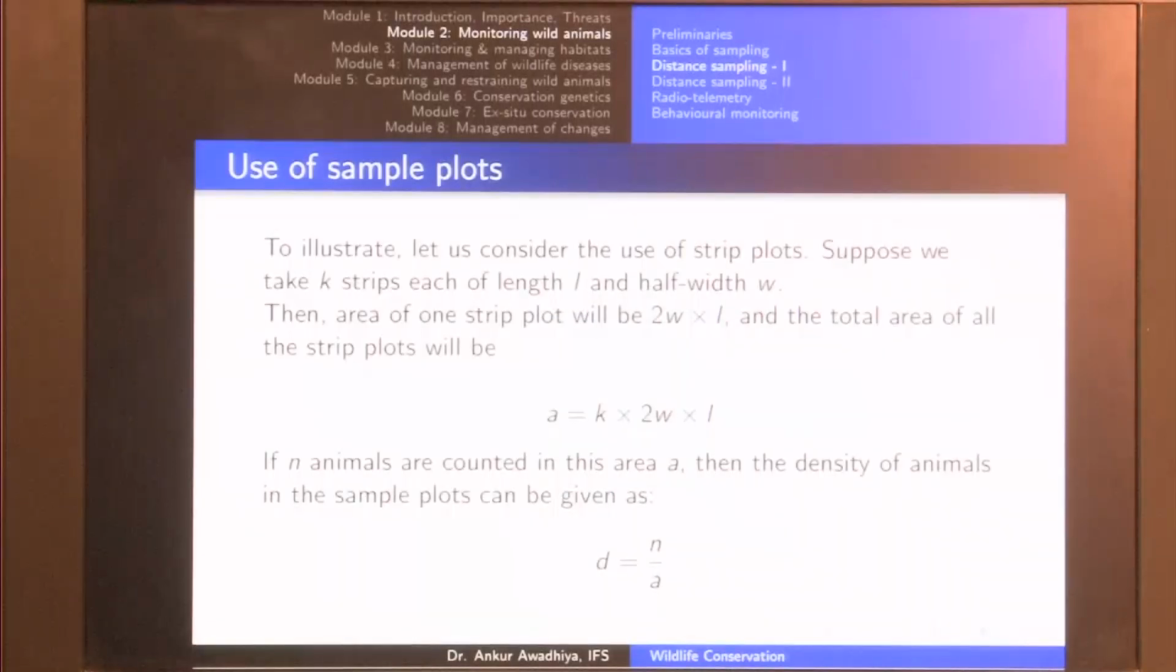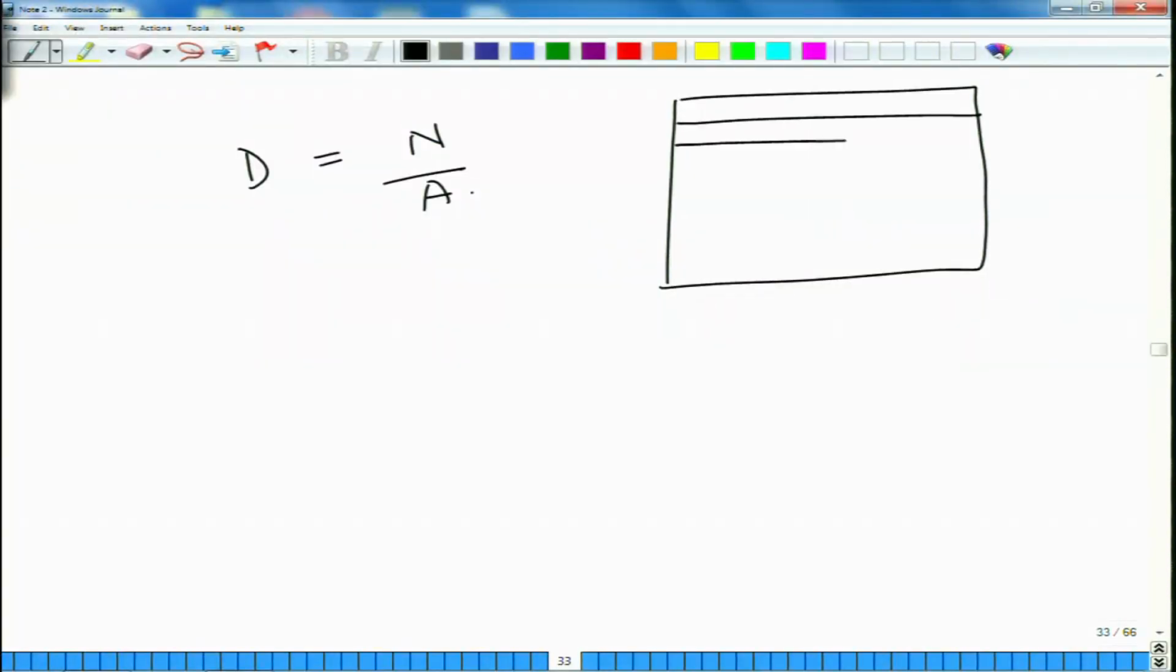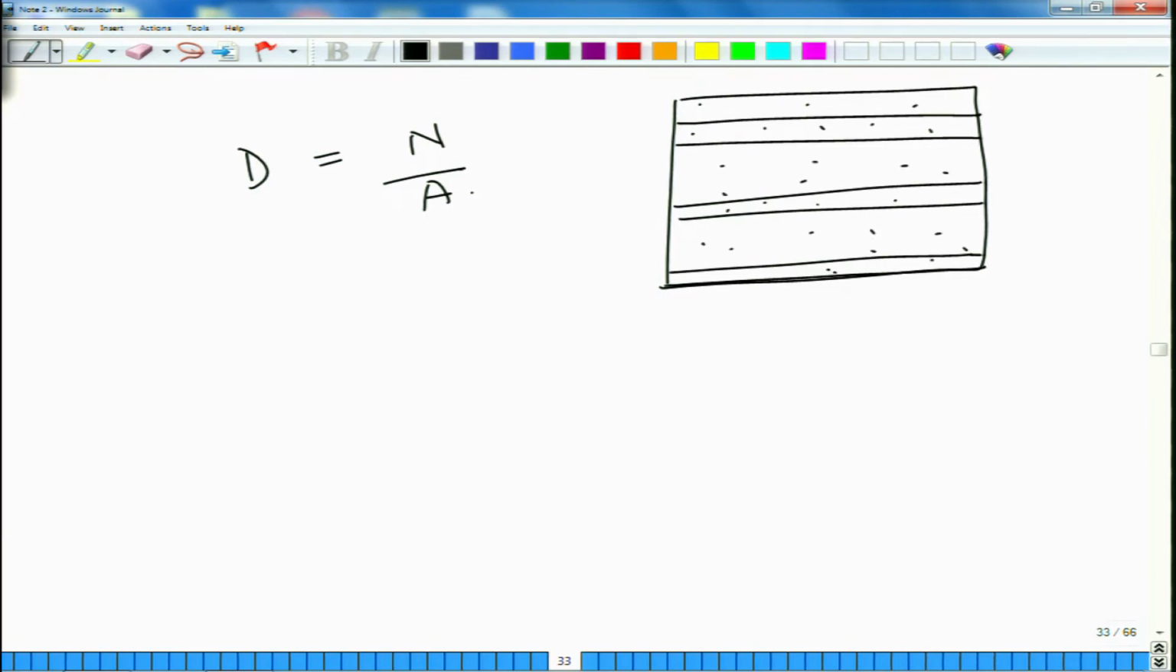So, how would that look? To illustrate, let us go with our strip plot example. In this case we had our forest and we had divided it into strips, and we had taken 3 strips like this. Now, we had animals both inside and outside the strip, and we had only counted the animals that were inside the strip. Now, let us say that each of these strips was of length L.